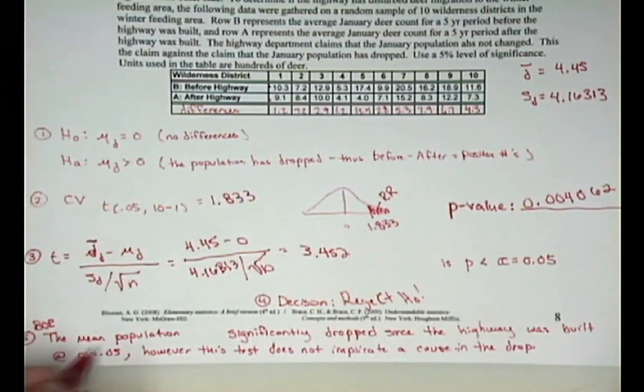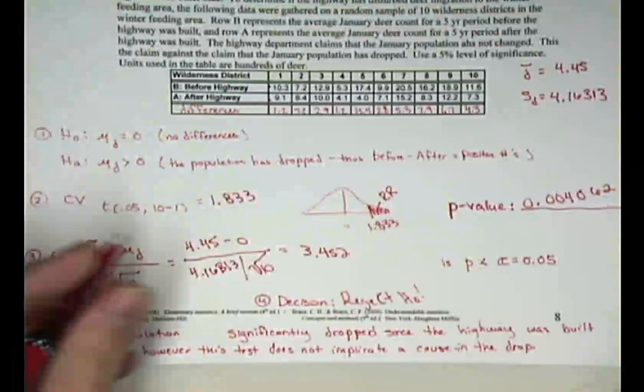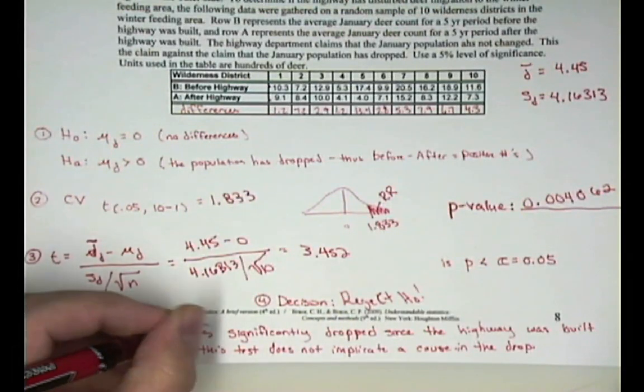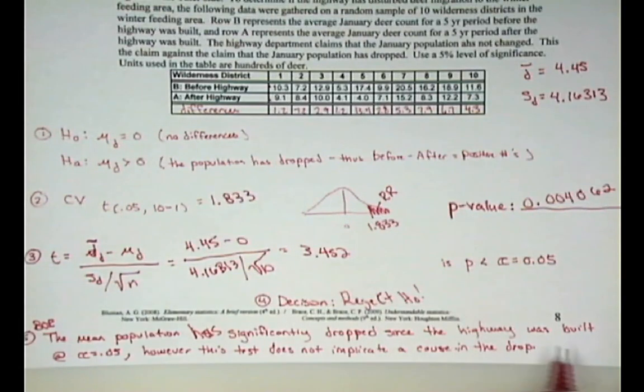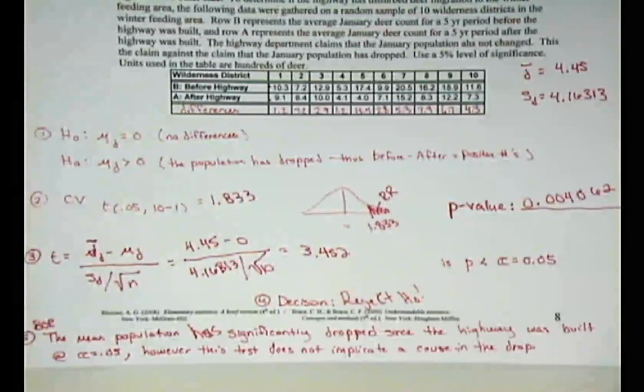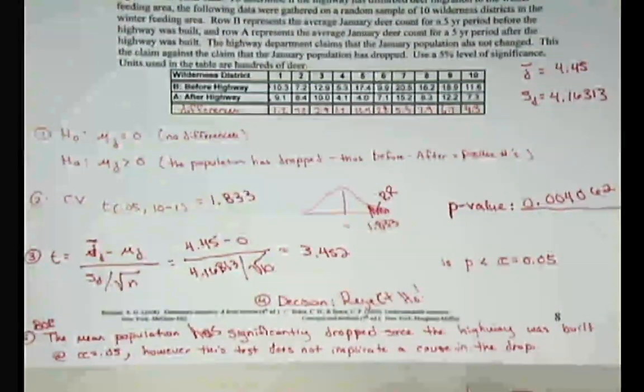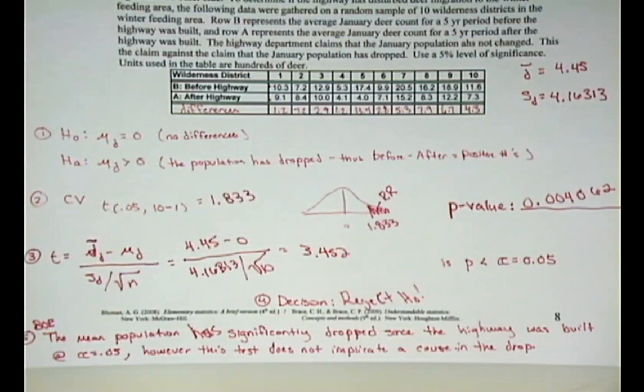That means, based on the evidence, the mean population has significantly dropped since the highway was built using an alpha of 0.05. However, it's important to note that even though we're saying that the population has dropped, we can't say that it's because of the highway. We can only say the population has dropped and that's all. As far as what has caused the population to drop, that's someone else's job.